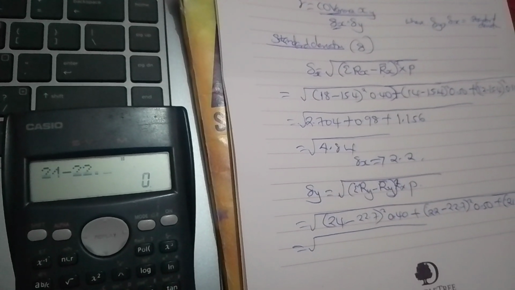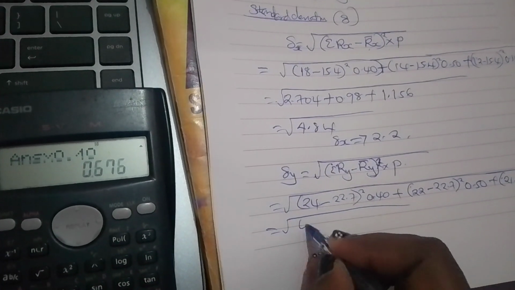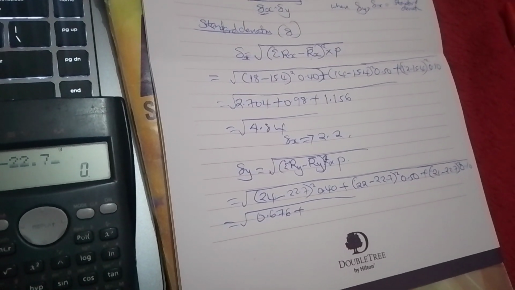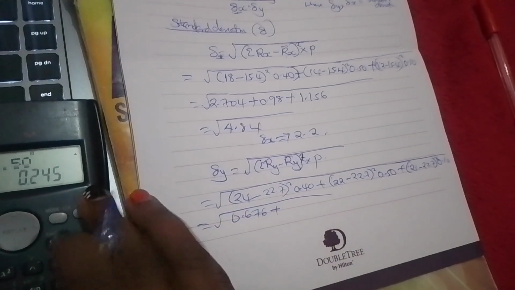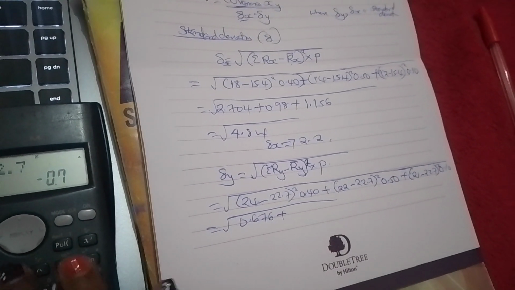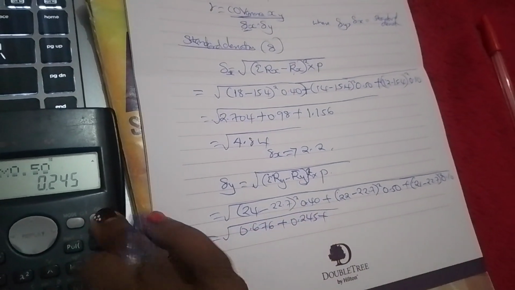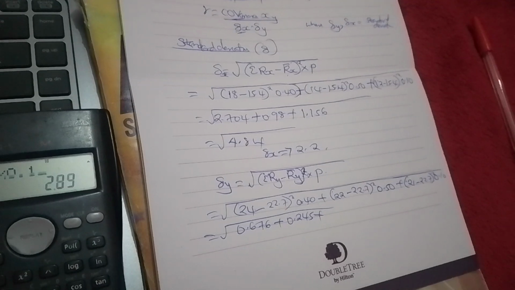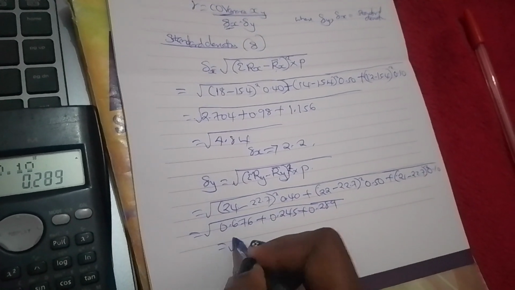So when you do that, we start with the first one, 24 minus 22.7. The answer, we square it. We times with 0.40. We're going to get 0.676. Then we add 22 minus 22.7, answer squared, times 0.50. So we get 0.245. Plus 21 minus 22.7, answer squared, you times with 0.10, which is 0.289. So we add all of them.